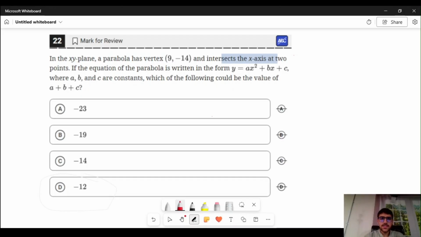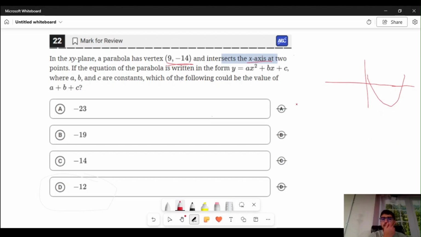So the question says, in the xy plane, a parabola has a vertex (9, -14). So let's just imagine that you have something like this, about (9, -14), and then you have a parabola. It intersects the x-axis at 2 points, and that's how we know that it is concave up, because it intersects at 2 points. If it was concave down, it would go down here, and it would intersect at 0 points.